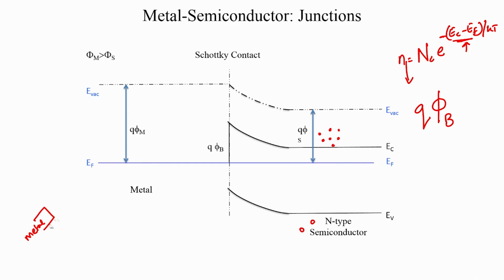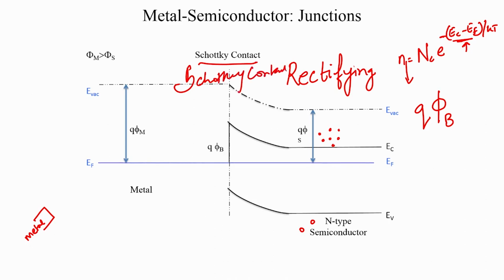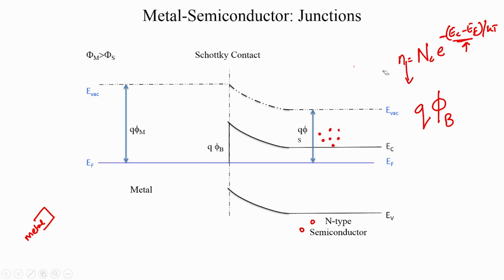In fact, this contact has a rectifying nature. I will tell you what that means when we look at the current voltage characteristics. It has a rectifying nature, and it is called a Schottky contact, and this barrier is called the Schottky barrier. So, it is not a contact that is going to give you an ohmic relation between current and voltage. But nevertheless that is the contact you get.